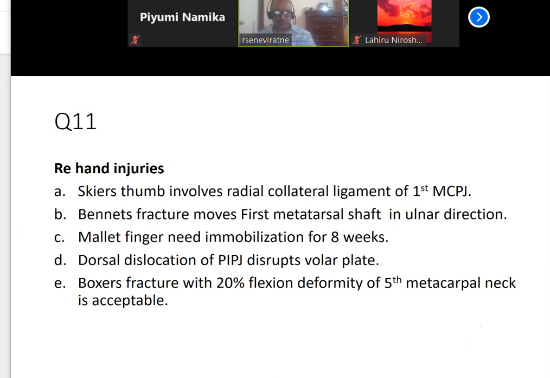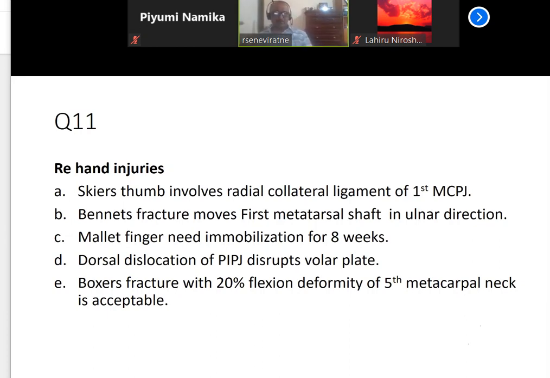Bennett fracture moves the first metacarpal shaft in the ulnar direction. What's the answer? Bennett fracture is a fracture at the base of the first metacarpal. So what happens is, with a first metacarpal base fracture, the shaft will fall to the radial side, not the ulnar side. So this is wrong, okay?